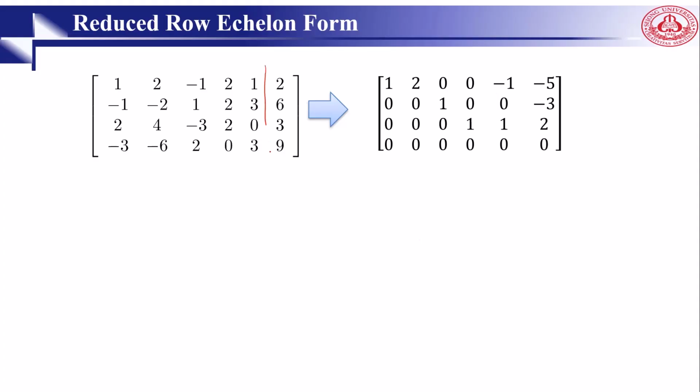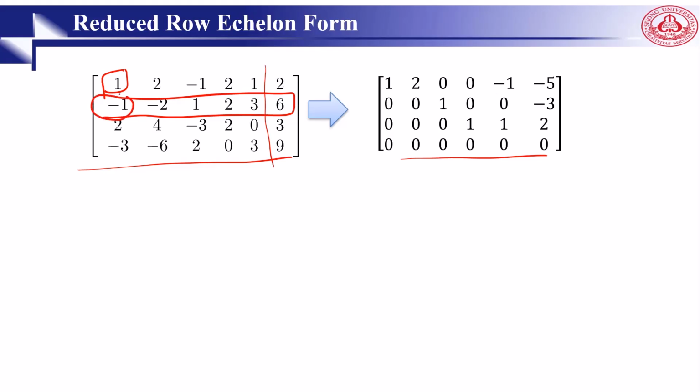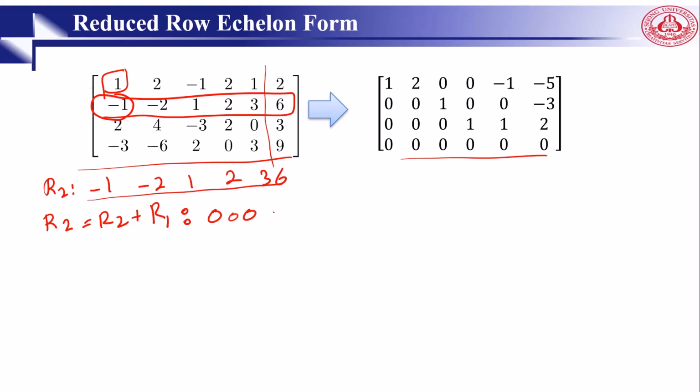So you can see here, this is our augmented matrix, and we want to come to here. How can we do that? This one is okay, so we have to care about this one, and we should make this one 0. So I want to transform this one. This is R2. R2 is -1, -2, -2, 1, 2, 3, 6. If I say R2 equals R2 plus R1, then this will be 0, 0, 0, 4, 4, 4, 4, 8, right?